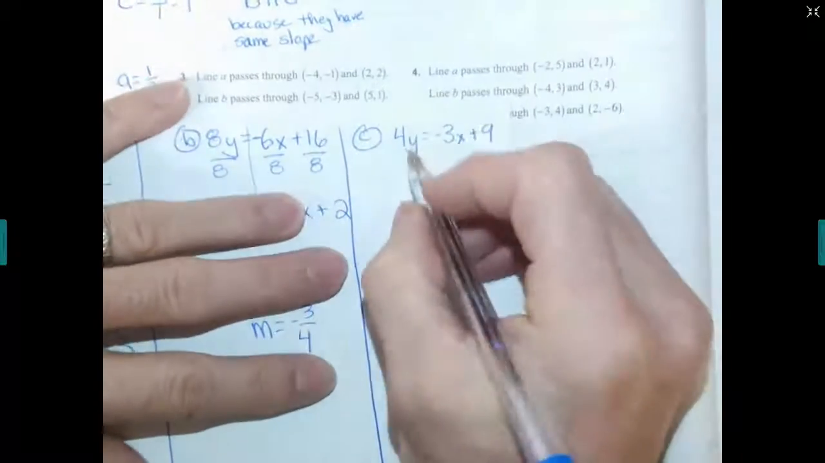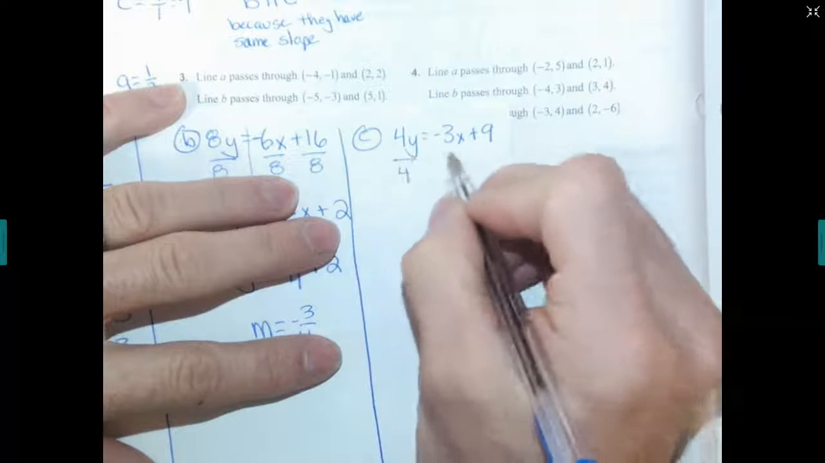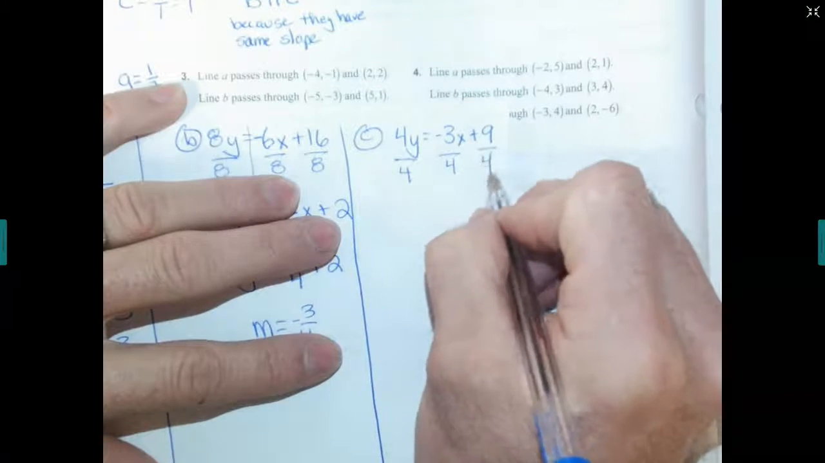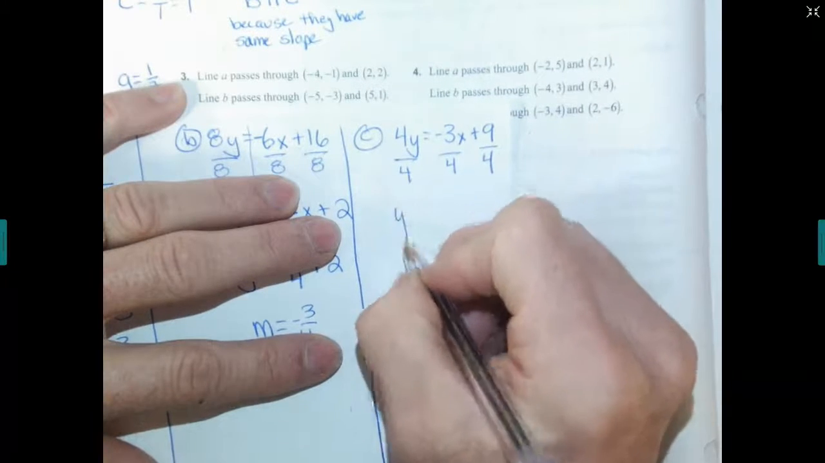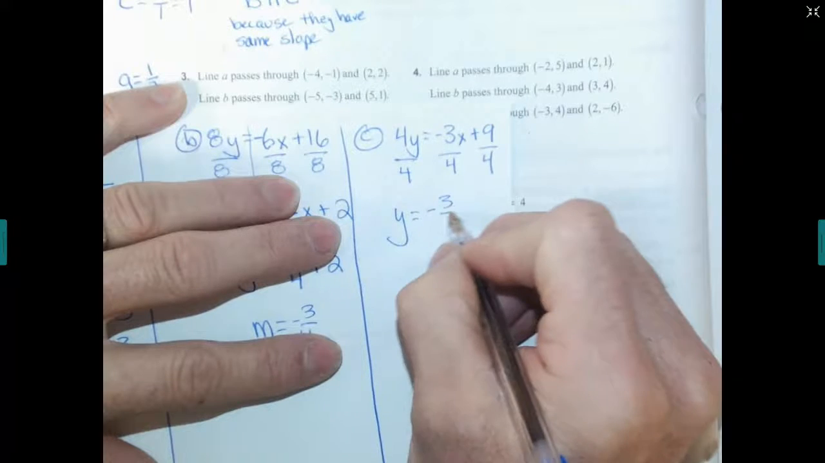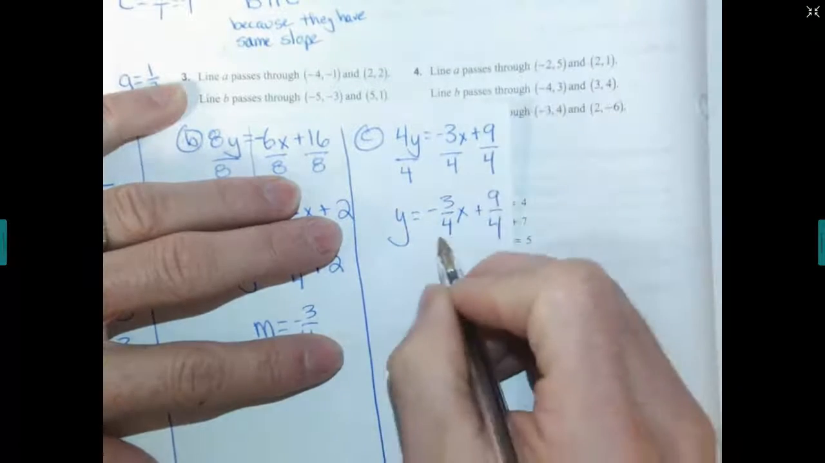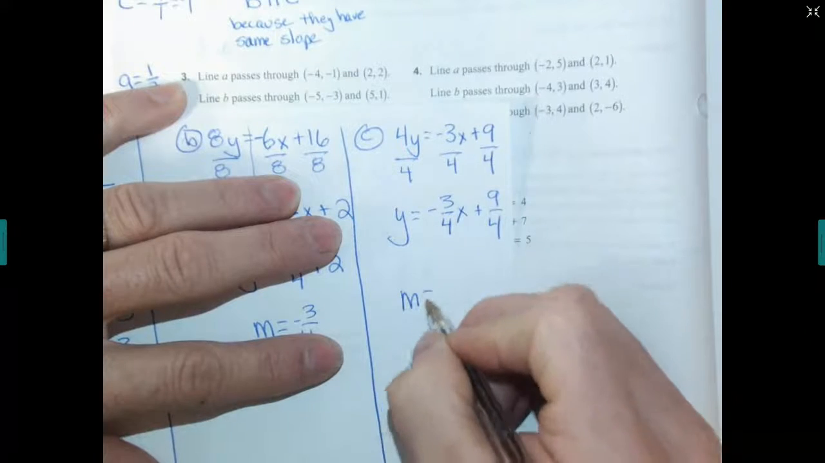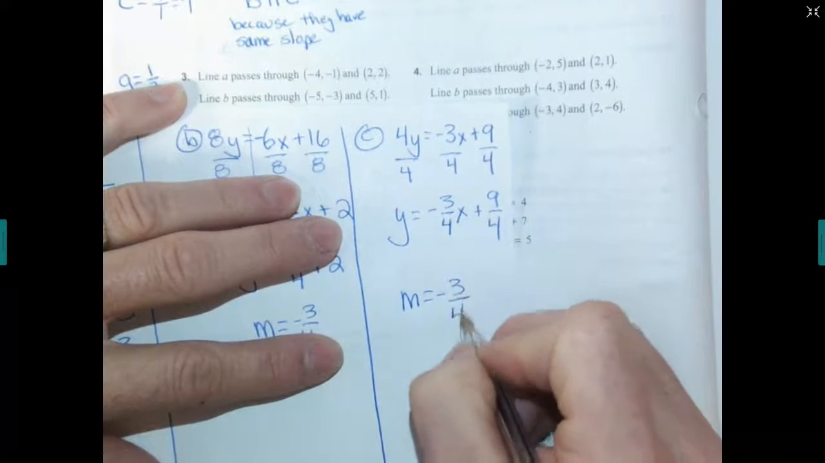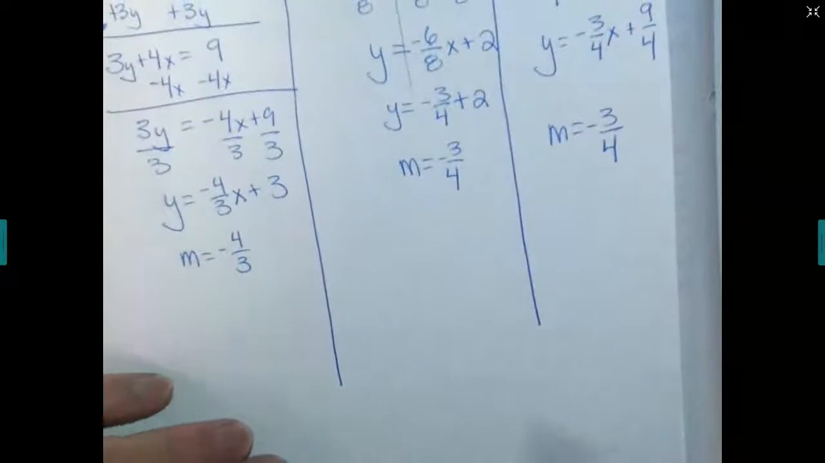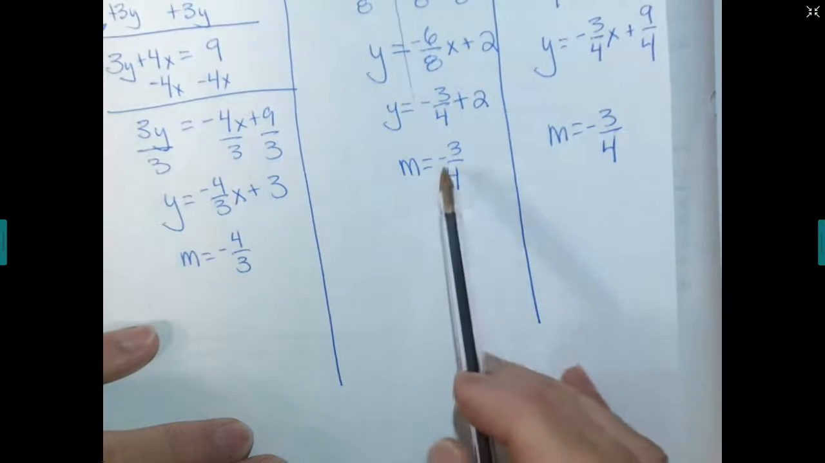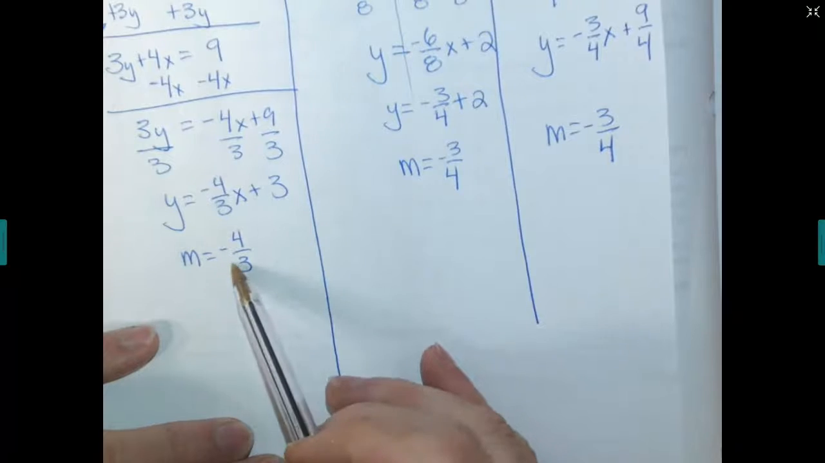Let's see what we get here. Divide by 4. Divide by 4. So we get y equals -3/4 x plus 9/4. So my slope equals -3/4. So if I look, I have a slope of -3/4, a slope of -3/4, and a slope of -4/3.